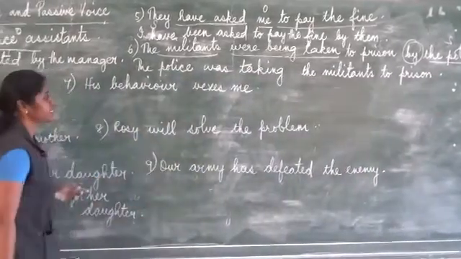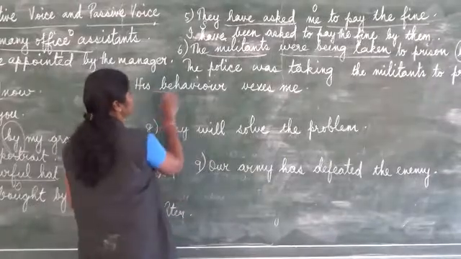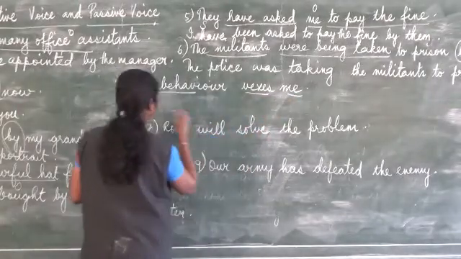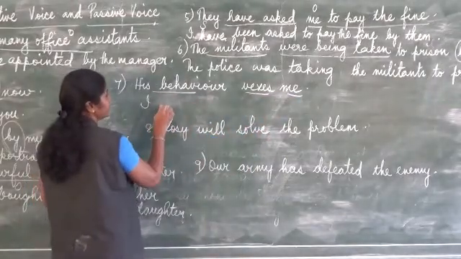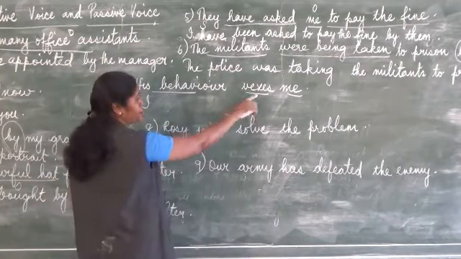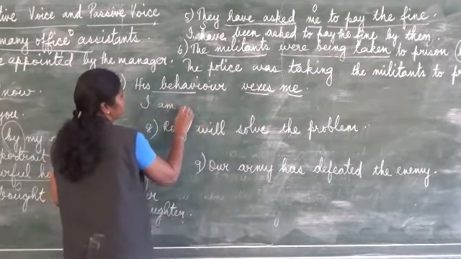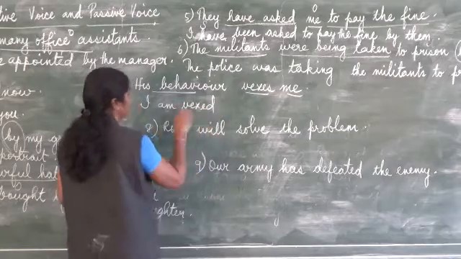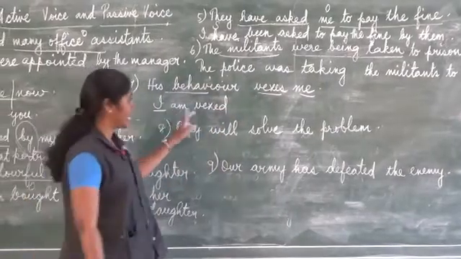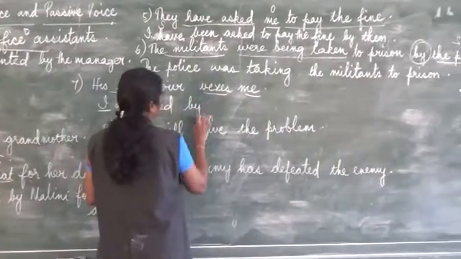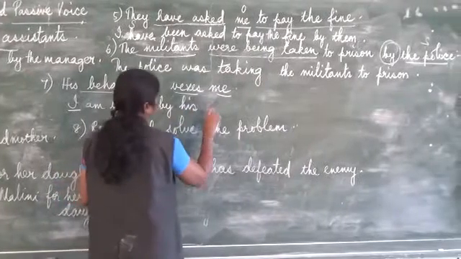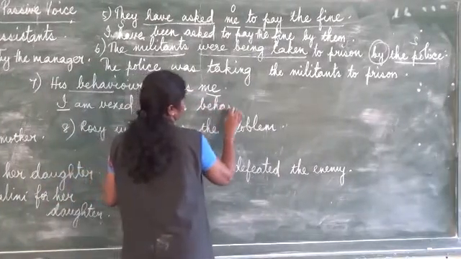"His behavior vexes me." This is active voice. Subject, verb and object. "Me" becomes "I." "Vexes" is simple present tense. So, "am vexed." Okay. For "I," you can use only "am." "Am vexed by his behavior."